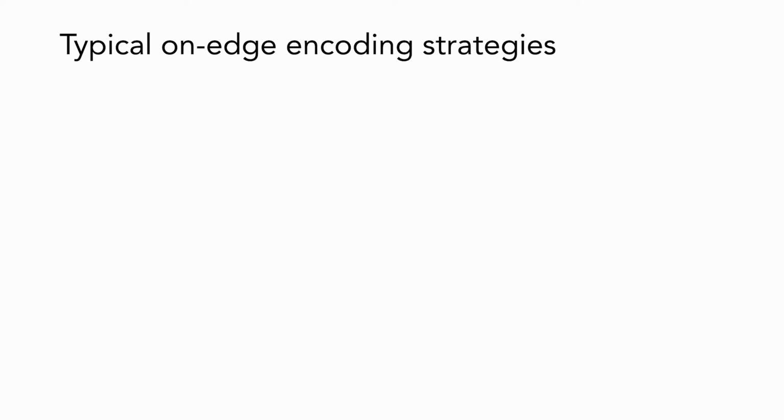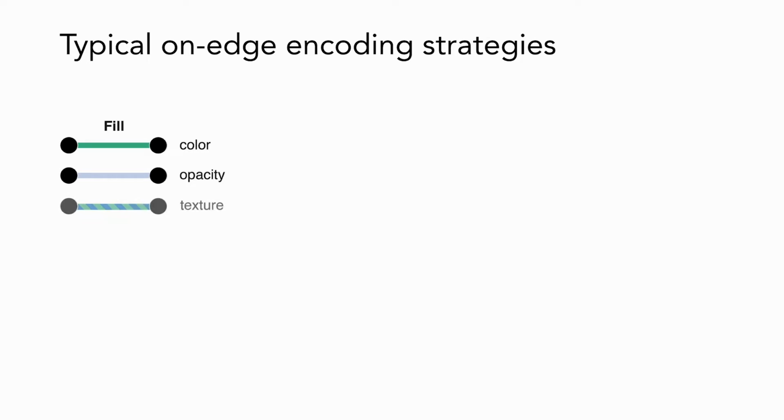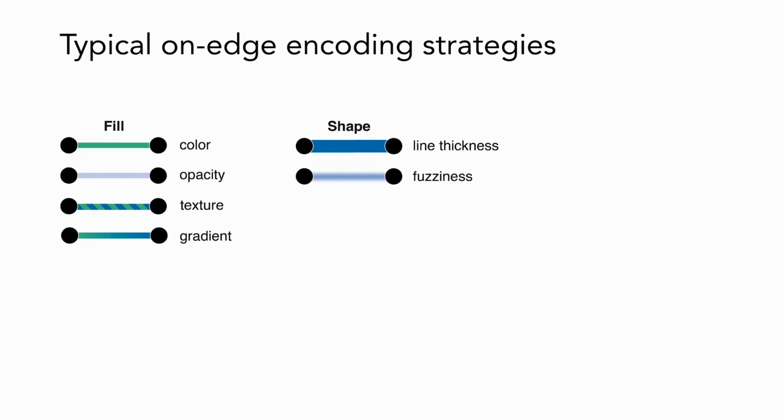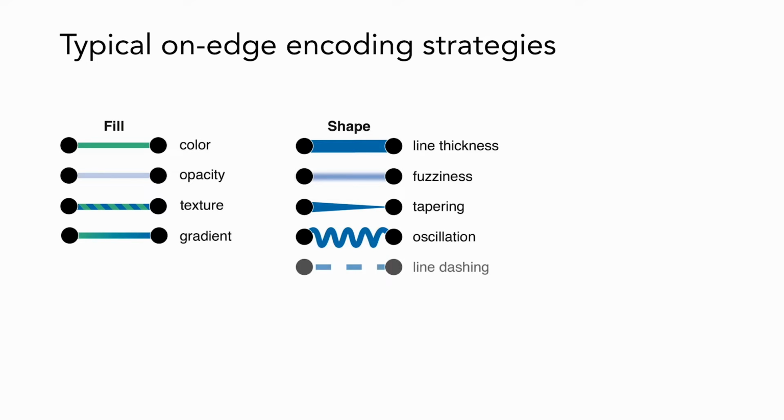Typical on-edge encoding strategies, for example, may make use of the fill of the edge by encoding, for instance, color, opacity, texture, or gradients. Typically, also the shape of the edge is used to encode information, especially line thickness, but also fuzziness, tapering of the edge, oscillation, line dashing, or line curvature.